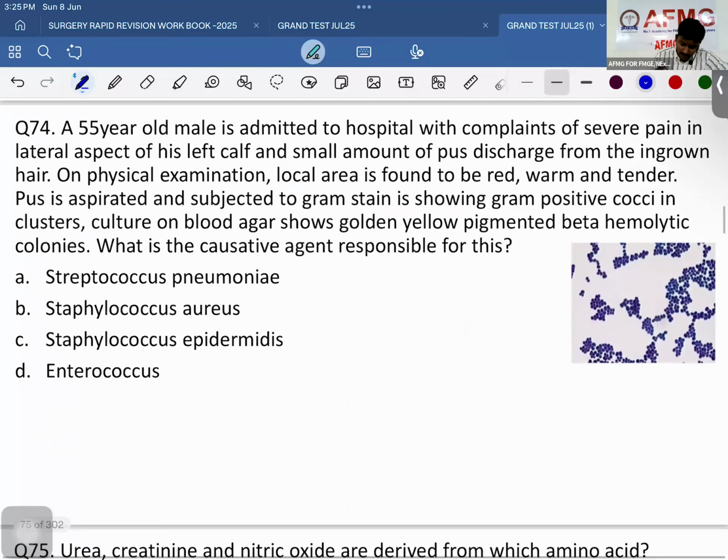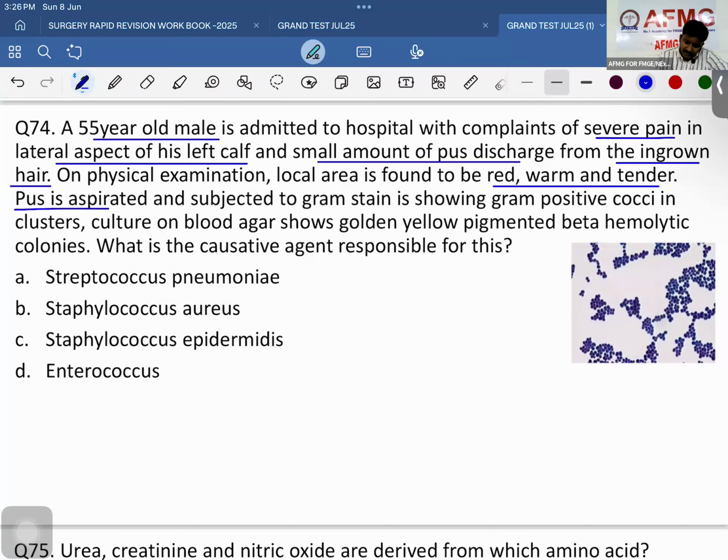Question number 74. फालतू का बड़ा क्वेश्चन है बेटा. A 55-year-old male is admitted in the hospital with complaints of severe pain in the lateral aspect of his left calf and small amount of pus discharge beta from the ingrown hair basically. So it is a case of folliculitis beta, which is actually causing that pus discharge. On physical examination, local area is found to be red, warm and tender. That is signs of inflammation are present.